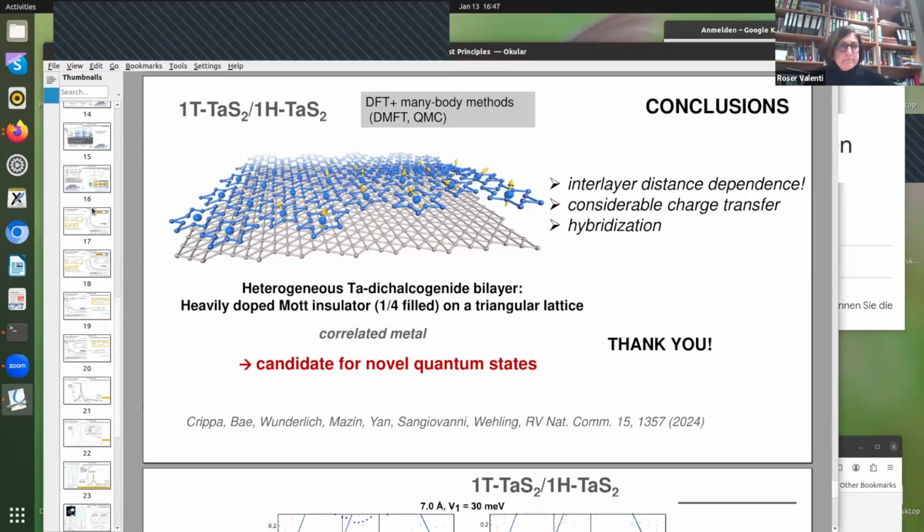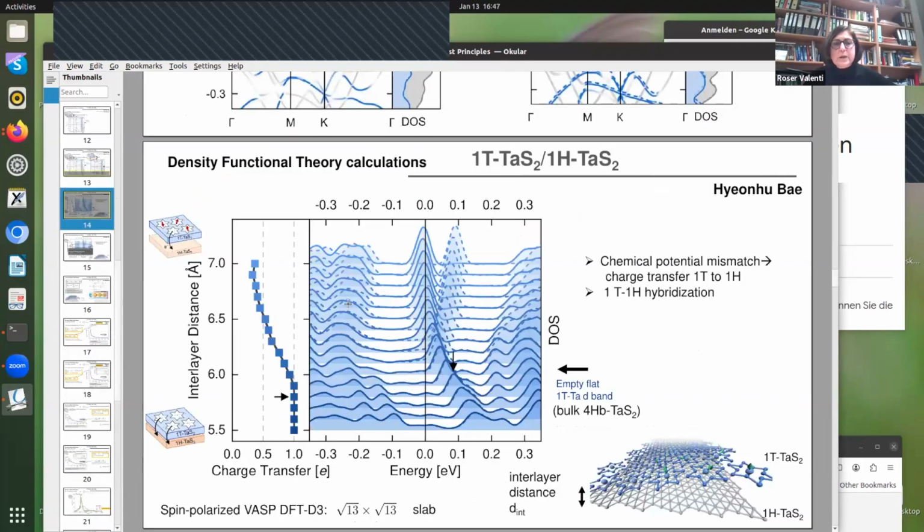So basically, let me think. The question is whether you want a critical distance where you can treat the 1T layer as basically independent of the 1H, right? So this distance, I don't have the figure here, is about 9 Angstrom, where the two are not coupled anymore. So basically you have a completely half-filled 1T. It's about 9 Angstrom, as far as I remember, the distance where you are not going to have charge transfer effects anymore. Thank you very much.